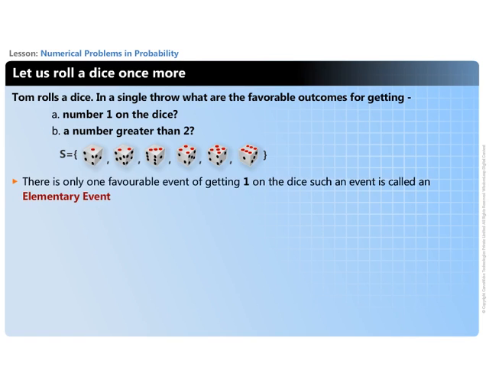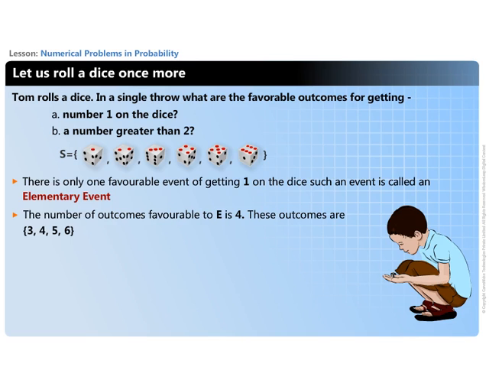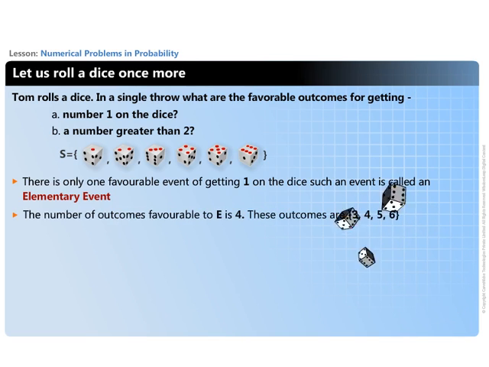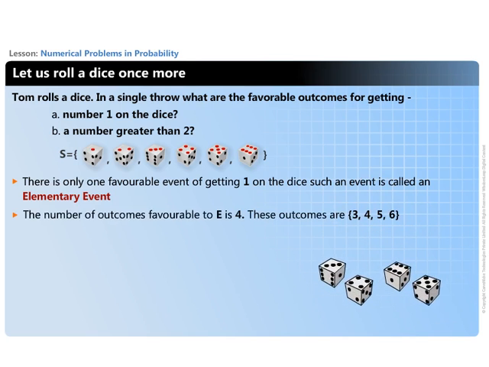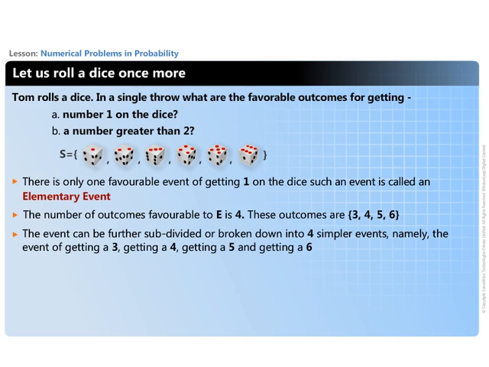There is only one favorable event of getting 1 on the dice. Such an event is called an elementary event. Similarly, for numbers greater than 2, the outcomes are 3, 4, 5, 6. So, the number of outcomes favorable to E is 4. The event can be further subdivided or broken down into 4 simpler events, namely the event of getting a 3, getting a 4, getting a 5 and getting a 6. The event associated with this experiment is a compound event.